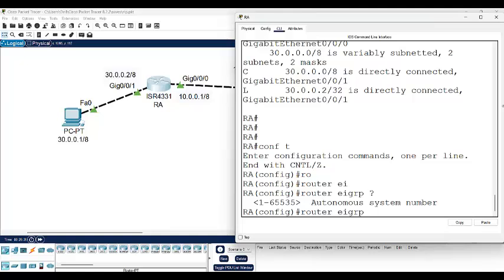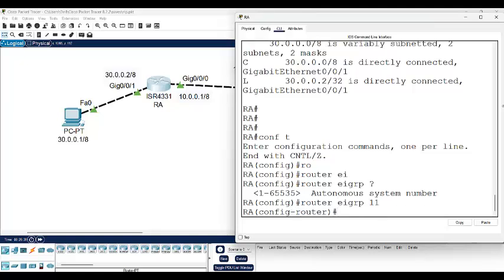Now, I'm going to give number 11. This number has to match with the neighbor. If not, they don't form neighbor. You see, to form neighbor, they send the hello packets. In the hello packets, this autonomous system number is also sent. So the receiving router will check for the autonomous system number. If it matches with the local autonomous system number, only then it will form neighbor.